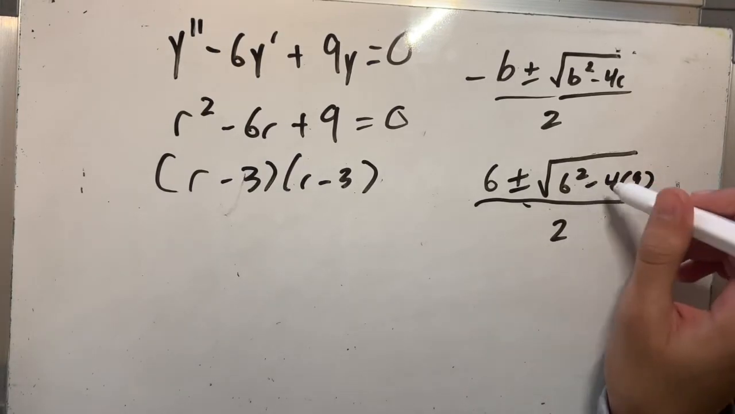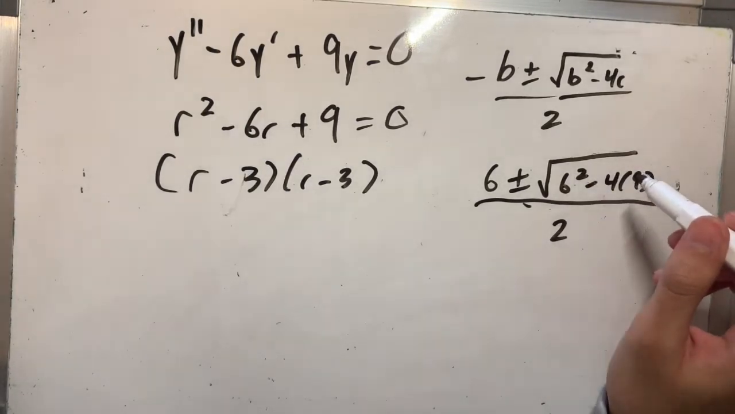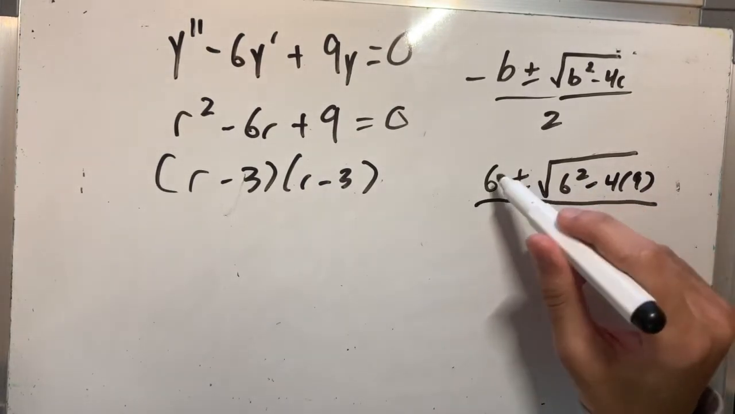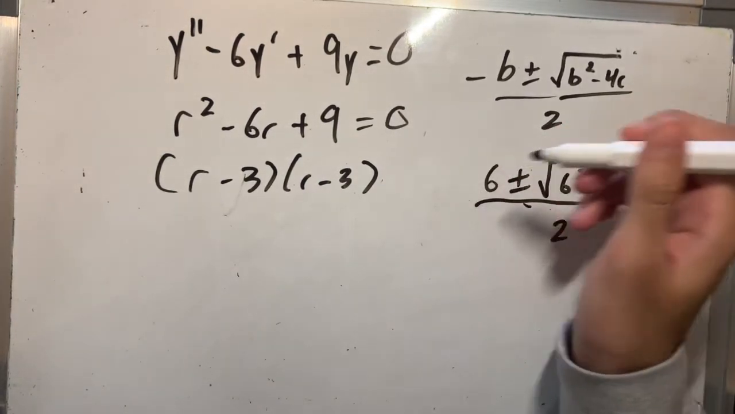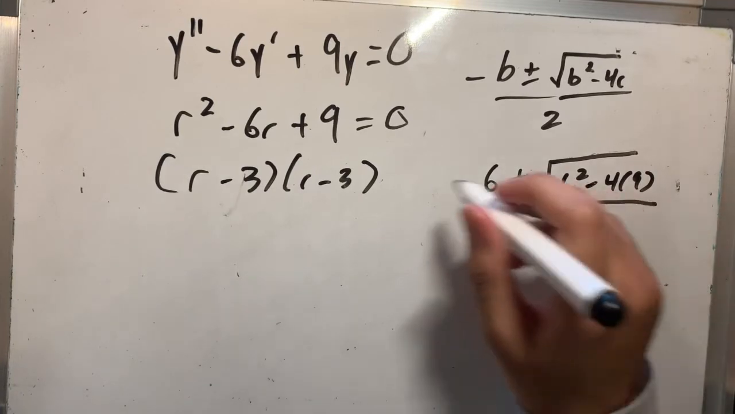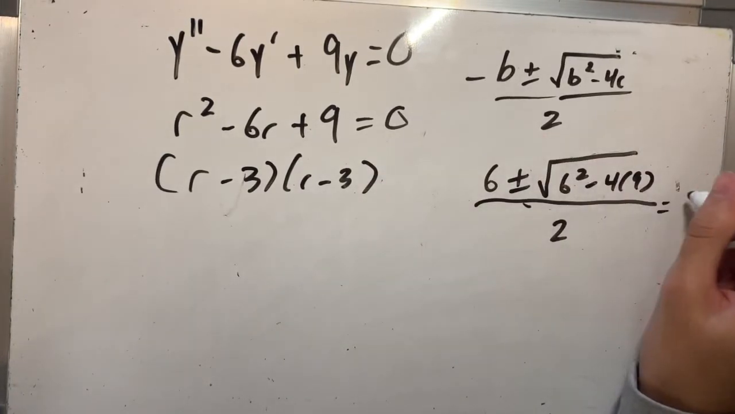So we get 36, this whole thing's 0. And then it's just 6 over 2, which is 3. So this thing's equal to 3.